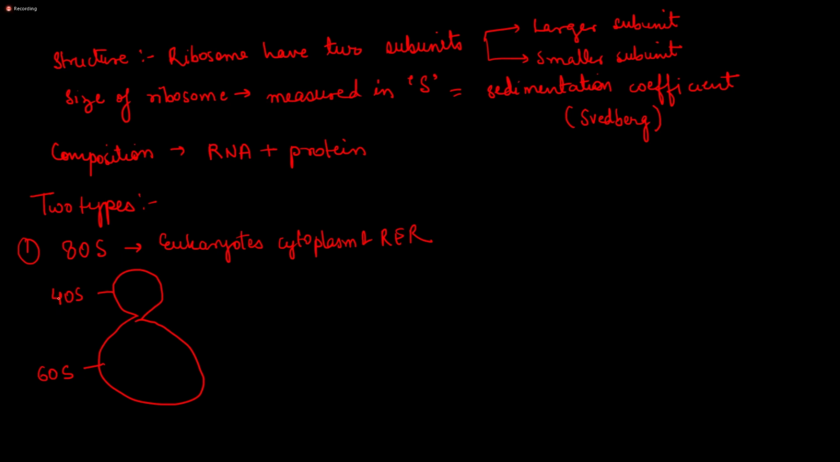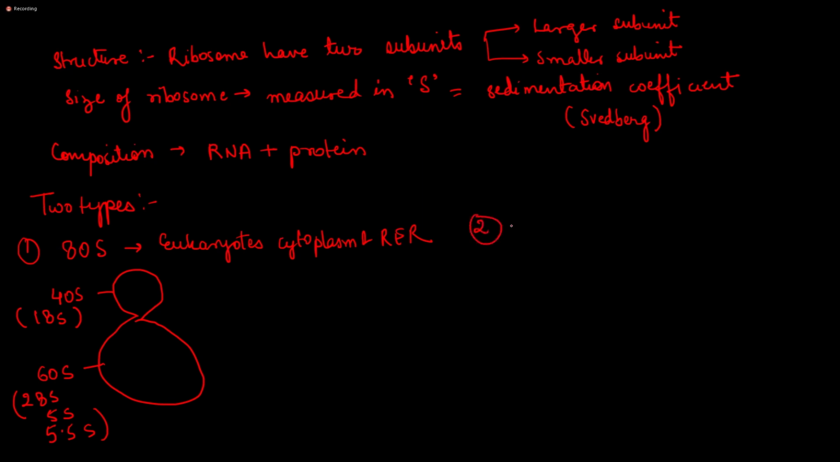Now, if you break the smaller unit further, it comprises one more subunit, that is 18S. And the 60S further comprises three subunits: 28S, 5S, and 5.8S. And these are present in the eukaryotic cytoplasm and rough endoplasmic reticulum.